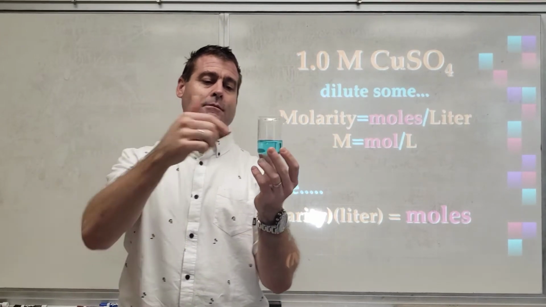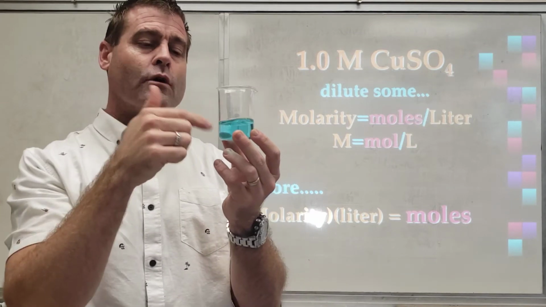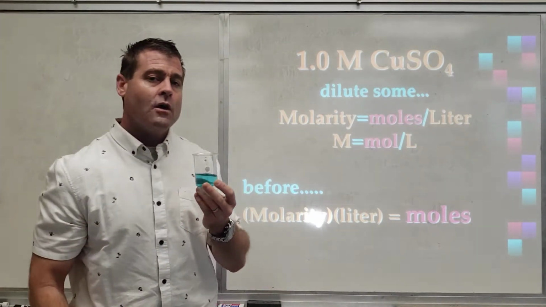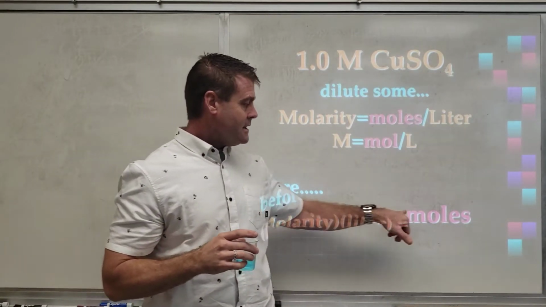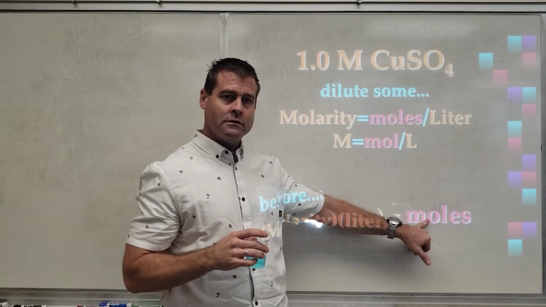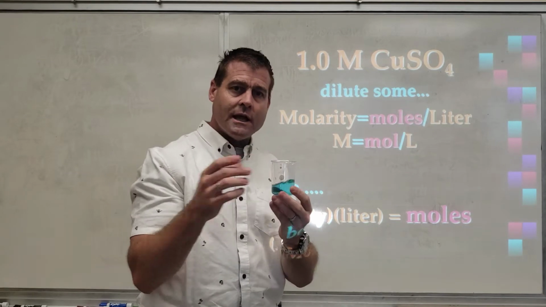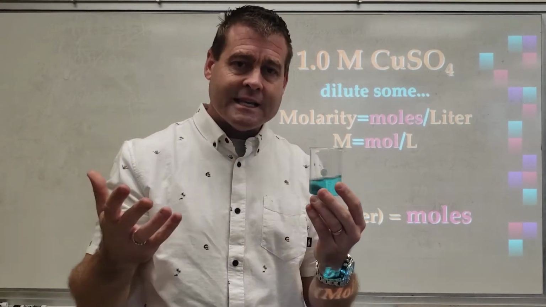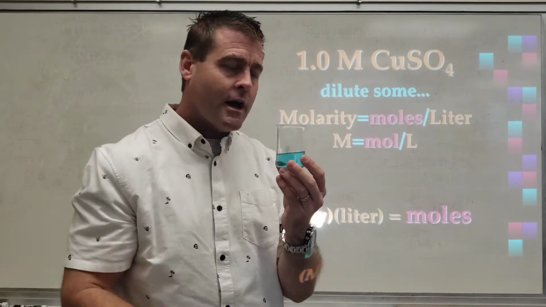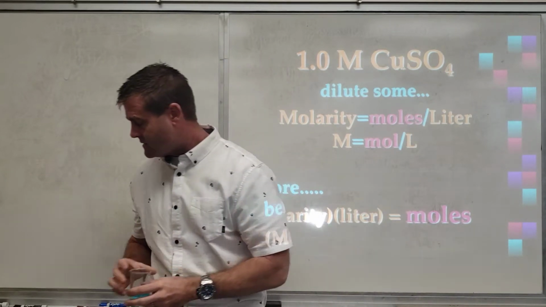There's something that's the same between what we had before and what we have now. Hopefully you guys would agree. Isn't it the moles, right? Because there was a certain amount of moles of copper sulfate in the solution, and then what did I do after dilution? I just added water. When you agree, the same amount of copper sulfate, the same moles of copper sulfate is still there.